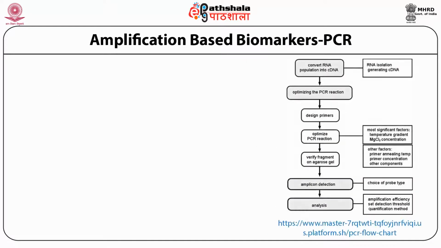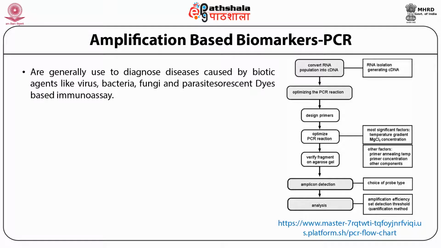PCR or amplification based biomarkers are serving as a very important mode of diagnosis, as they are said to detect only one copy of DNA. So if a very low concentration of bacteria, virus, fungus, parasites is present in the sample, then also by this method diagnosis can be done. It is based on the principle of amplification of a specific part of a gene using two primers and a heat stable DNA polymerase.